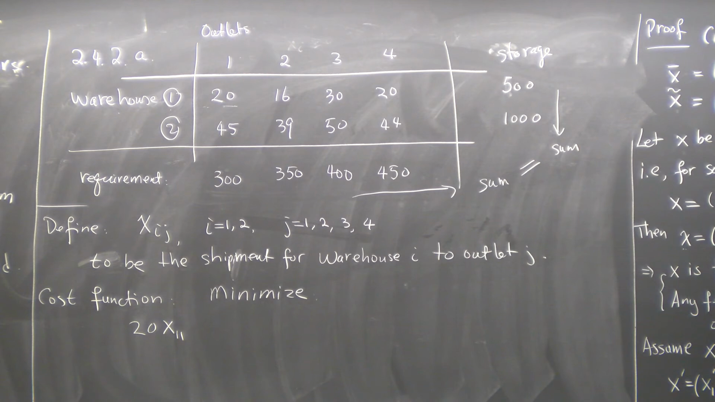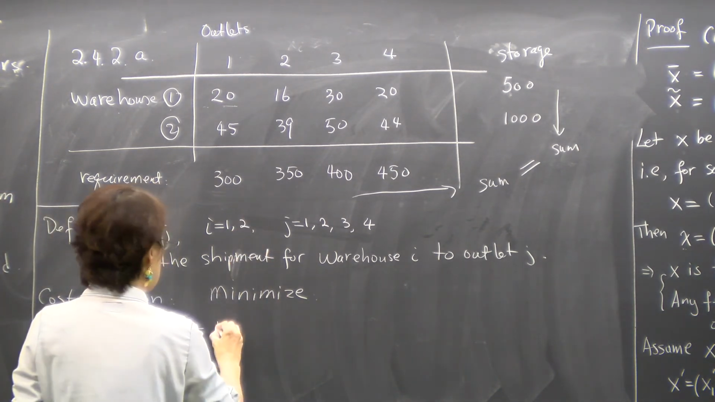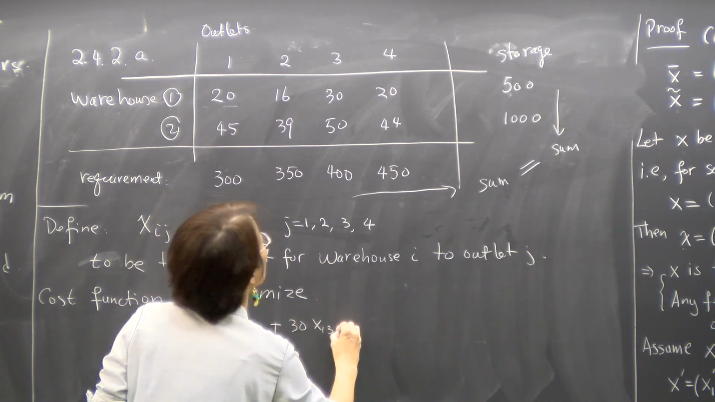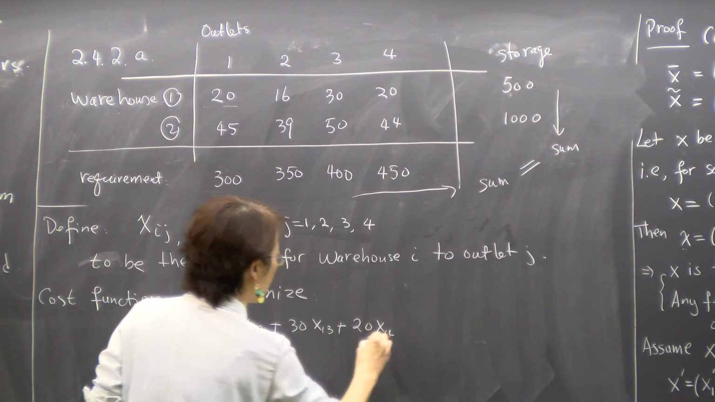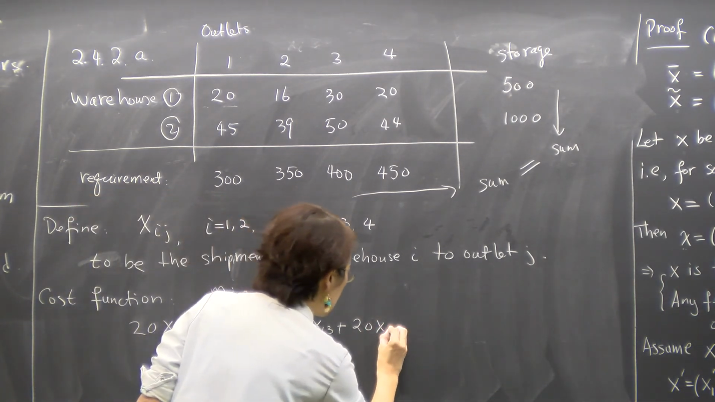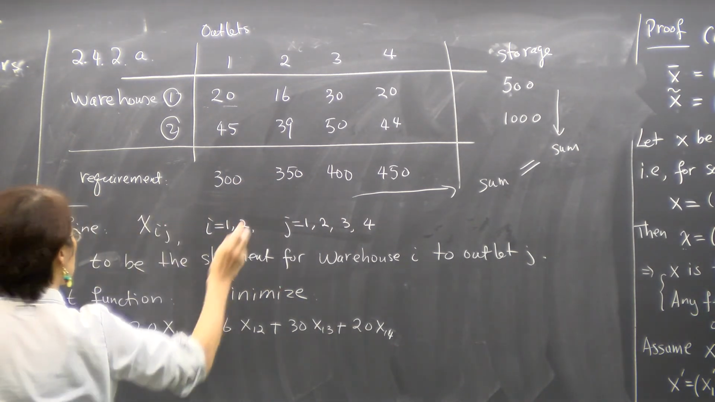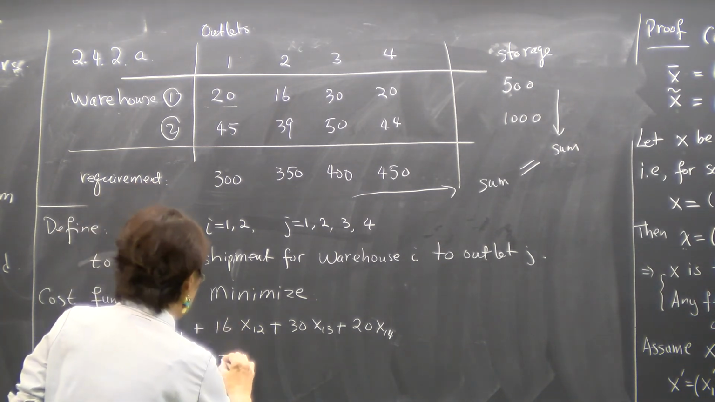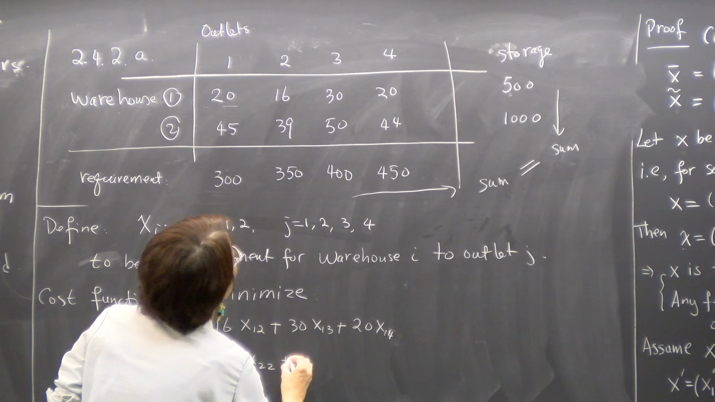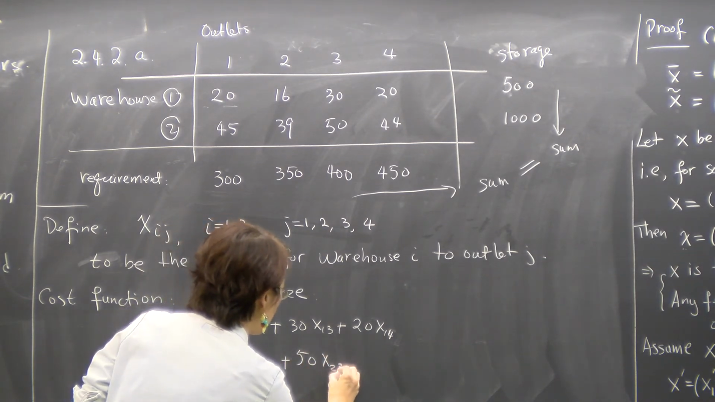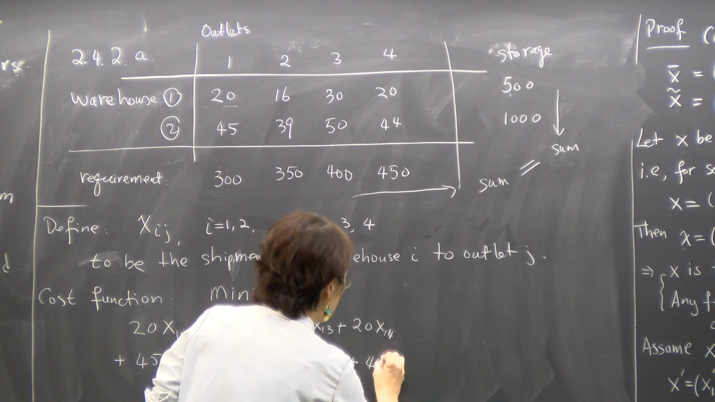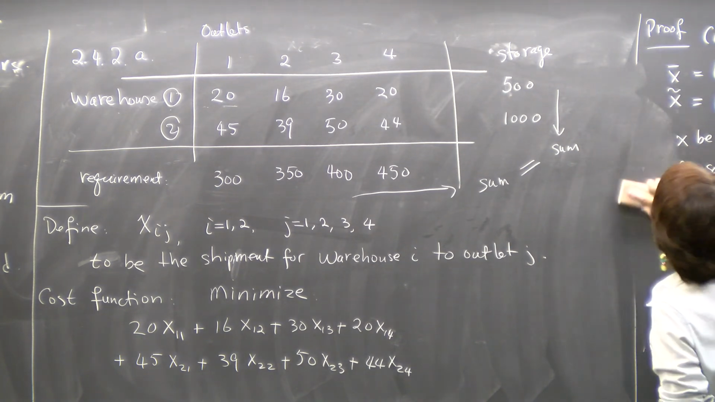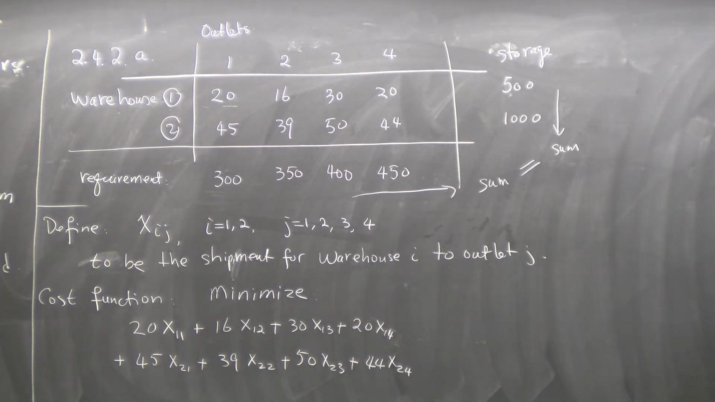Once you figure out one position, all the others are similar, and then you add them all up. Is that clear? So add up 16 x12, 30 x13, 20 x14. Let me write the 4 nicely. Plus, then from warehouse number 2, 45 x21, 39 x22, 50 x23, and 44 x24. Okay, so that's what you have to minimize. And then let's find the constraint.